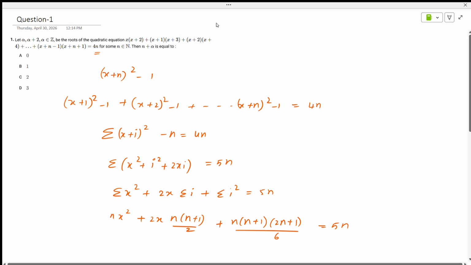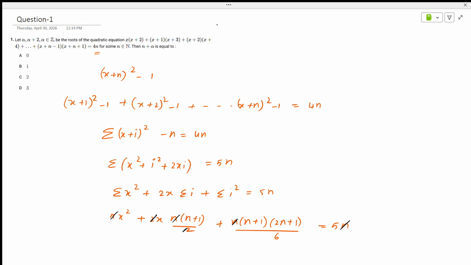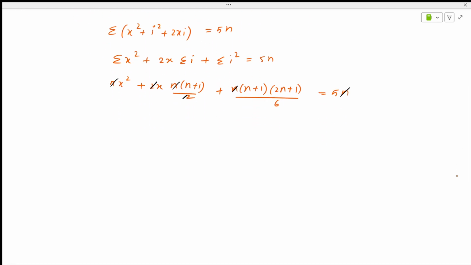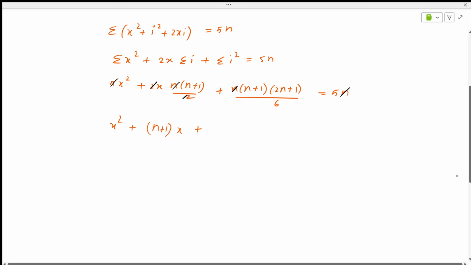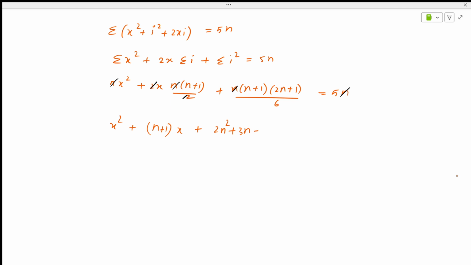Here you can cancel this 2 and 2. If you take n common on LHS, you can cancel it with n on RHS. So you're left with x square plus (n plus 1) into x plus (n plus 1) into (2n plus 1), which can be written as (2n square plus 3n plus 1) by 6, minus 5.